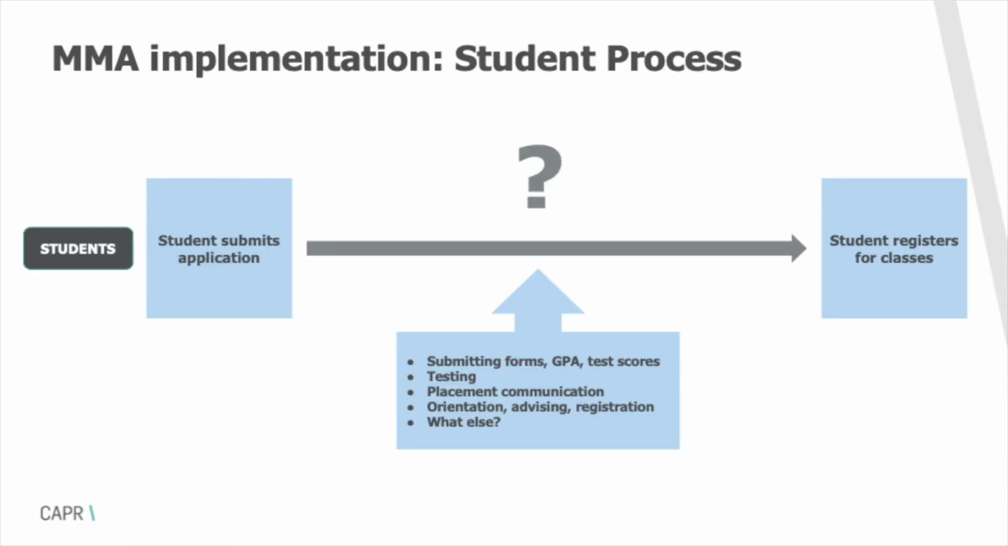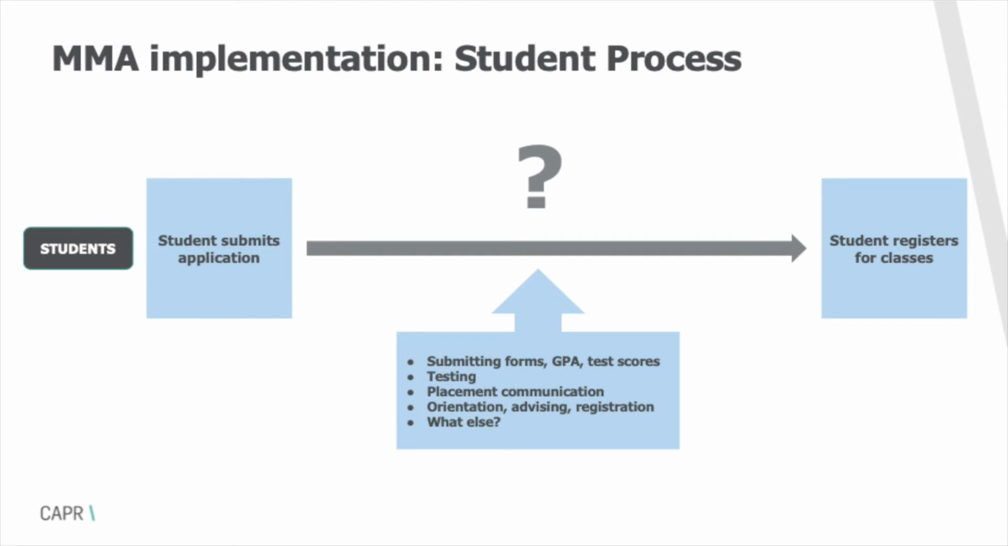Start drafting your campus's current placement map by recording the relevant steps from the student's perspective. Start from an early point in the process, like when a student applies to the college. Include each step that the student must take, all the way through to enrolling in the course that they have placed into. Think about what happens after that initial step. Consider things like submitting forms, GPA and test scores, and any testing requirements that you may have. At what point in the process do students hear about their placement? What happens during orientation, advising, and registration?